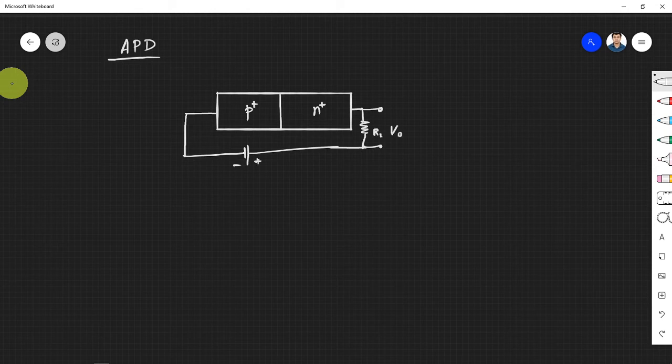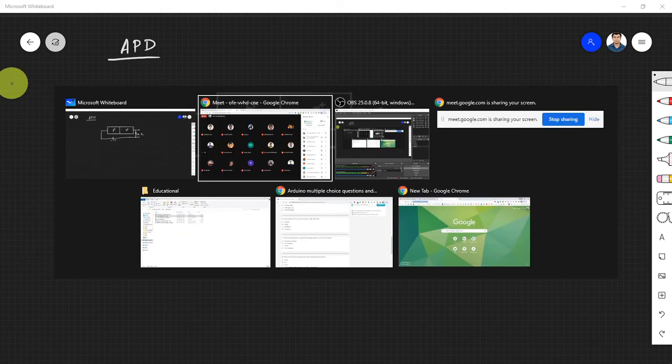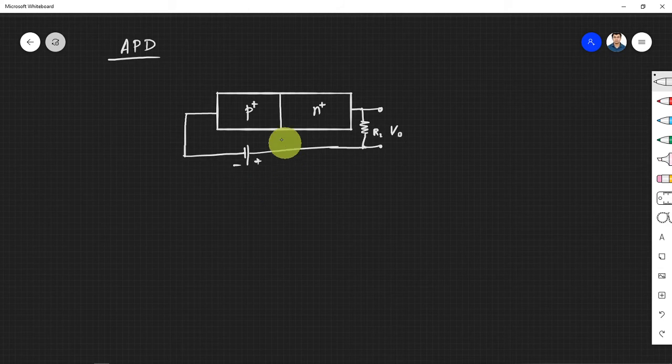Now in APD we use a very heavily doped PN junction. Both P and N are heavily doped. That's what the plus symbol signifies, right? It could be even a degenerate semiconductor. Now, by going for this heavy doping, our junction area, the depletion width, will be very narrow, right? We all know if we dope heavily, the depletion width reduces, right?